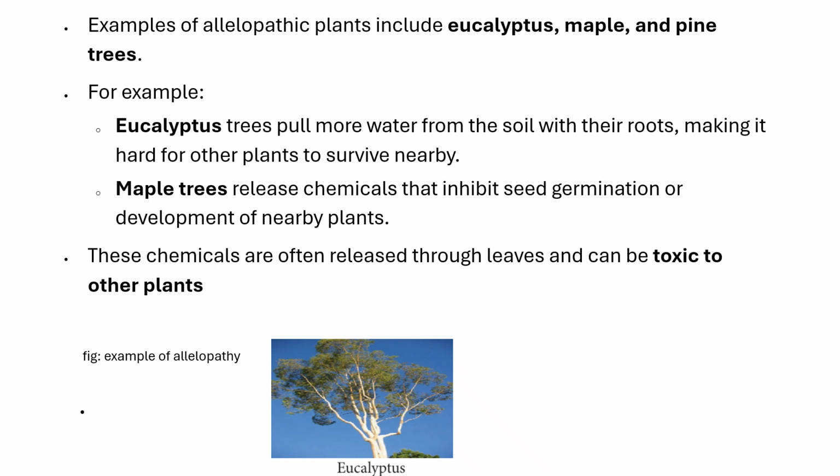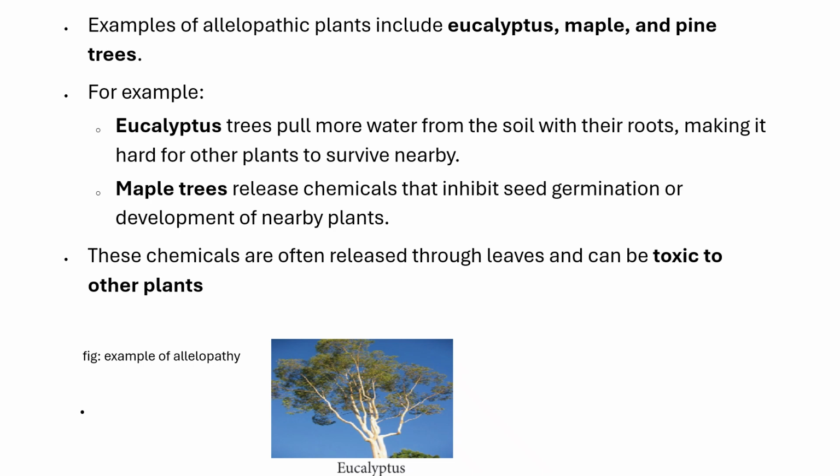For example, eucalyptus is a tree that we see every day, and we have it in our forest, alongside the roads. The trees pull more water from the soil with their roots, making it hard for other plants to survive nearby. Maple trees release chemicals that inhibit germination or development of nearby plants. These chemicals are often released through the leaves and can be toxic to other plants.